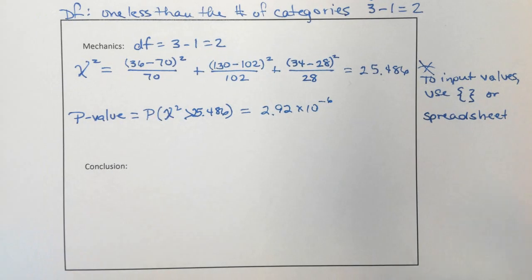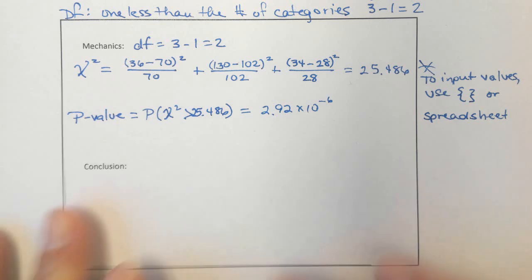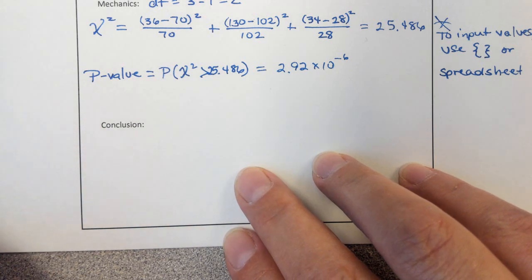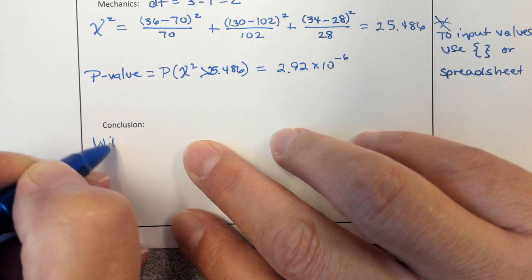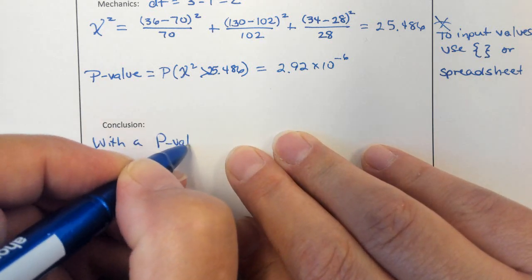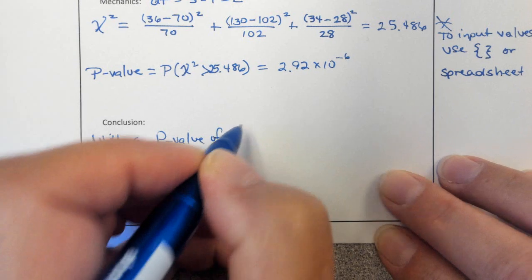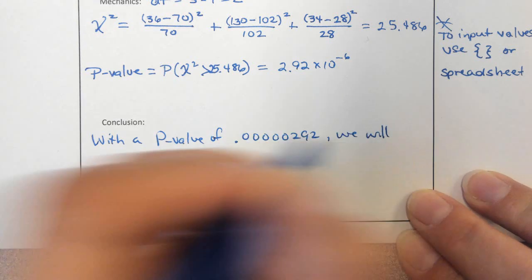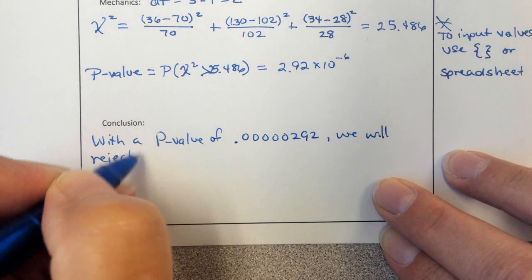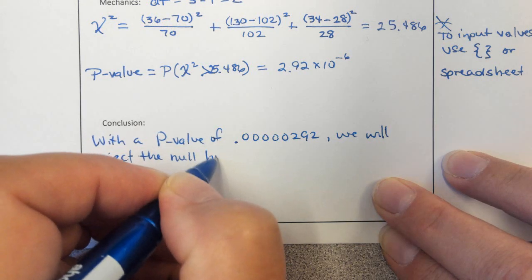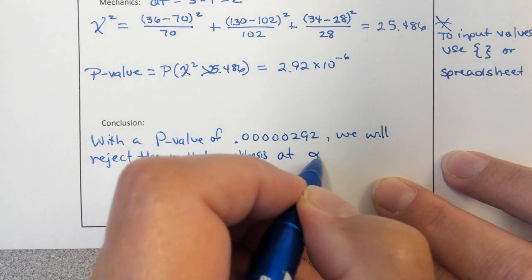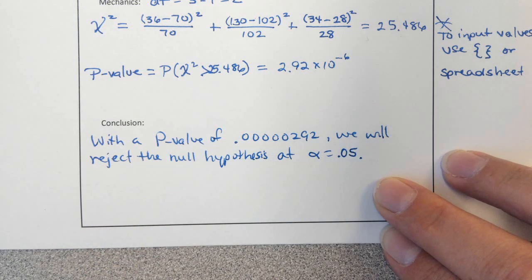Okay, so the conclusion, we know how to write this already, because we've been writing conclusions for months now. So we always start with a p-value, because we want a p-value and an alpha level and a link between the two to make a decision. So with a p-value of 0.00000292, we will reject the null hypothesis at any reasonable alpha level. I'm just going to use my traditional 5%.